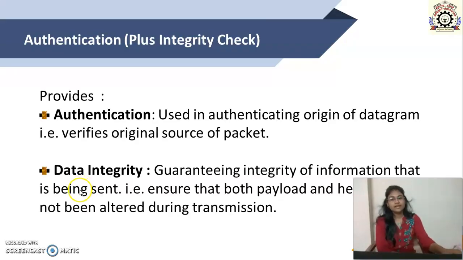Now the next header is the authentication extension header. This header provides authentication and data integrity. It provides authentication for the source, which means it is used in authenticating the origin of the data, the original source of the packet. Data integrity means it is used to guarantee the integrity and security of information being sent. It ensures that both the payload and the header have not been changed during transmission. It will identify if there is any alteration of information during the transmission of the packet.